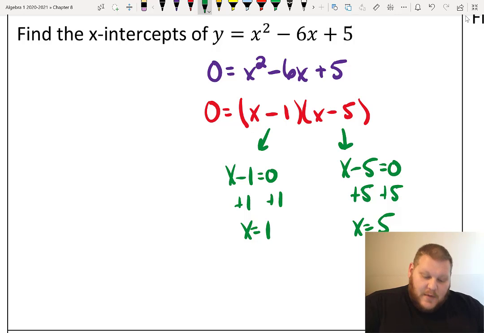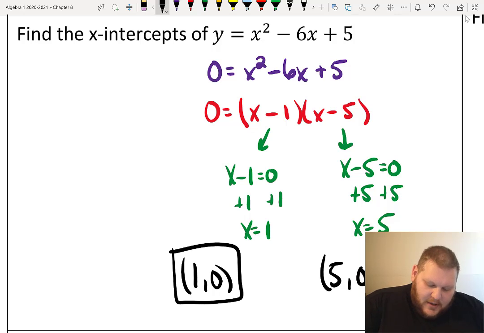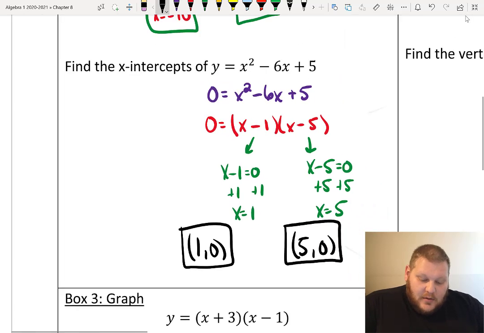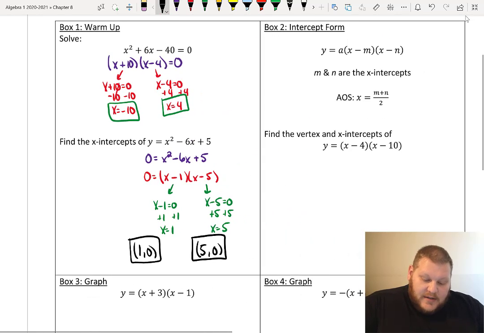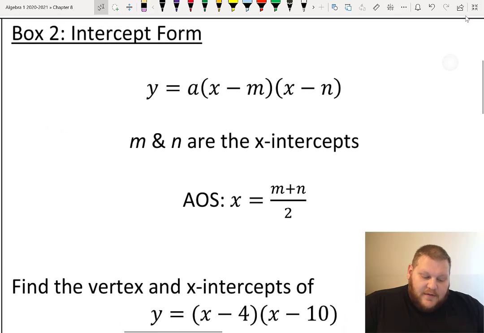Now what that tells me is that my x-intercepts are (1, 0) and (5, 0), because for both of those we let the y value be 0 and we were solving for x. So those would be my two x-intercepts for that graph. Now that is what we're going to be doing for intercepts form. Intercepts form is going to start for us already factored out.